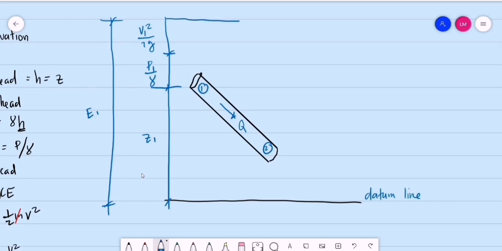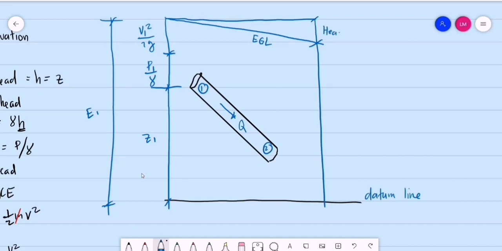So the total energy head at point 1 is basically equal to the total energy head at point 2. But from Bernoulli's, the energy head goes down with the direction of flow. So this is, let's say, the energy grade line. Again, the energy grade line goes down with the direction of flow. So this results in the head loss. Let's say this is the head loss or HL.